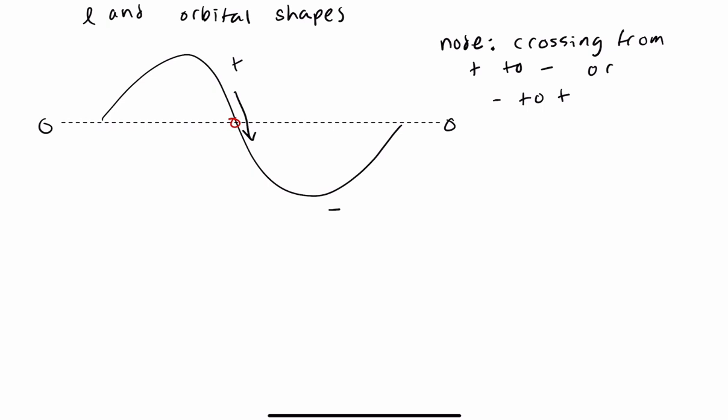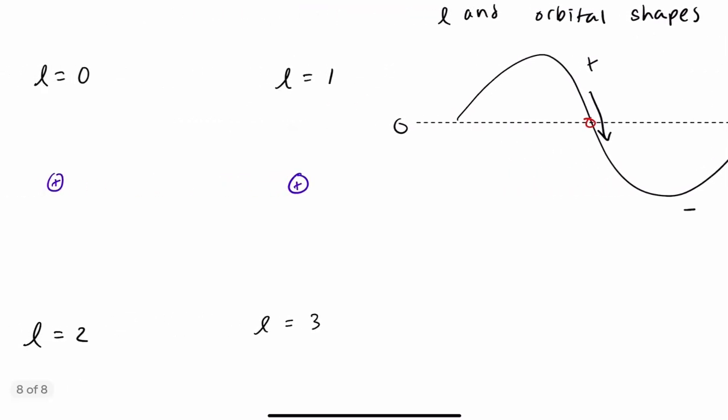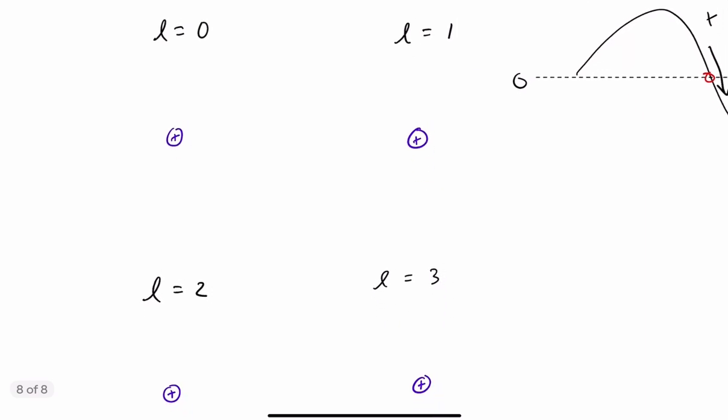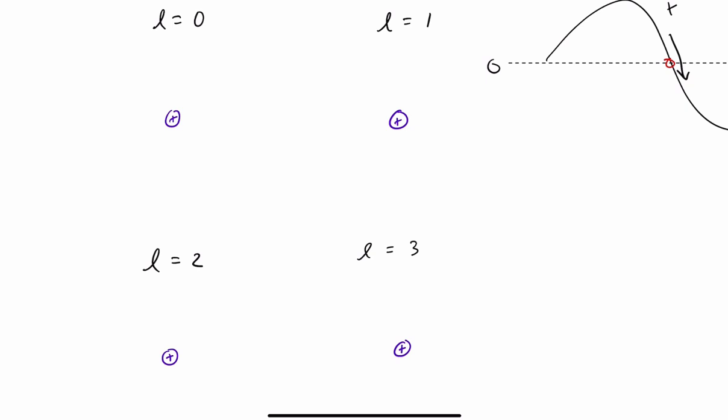So it's just kind of like a change in sign, okay? That's what a node is. So let's talk about how that relates to our L quantum numbers. For L equals 0, we're not going to have any angular nodes, so we're going to have 0 angular nodes. What is an angular node?